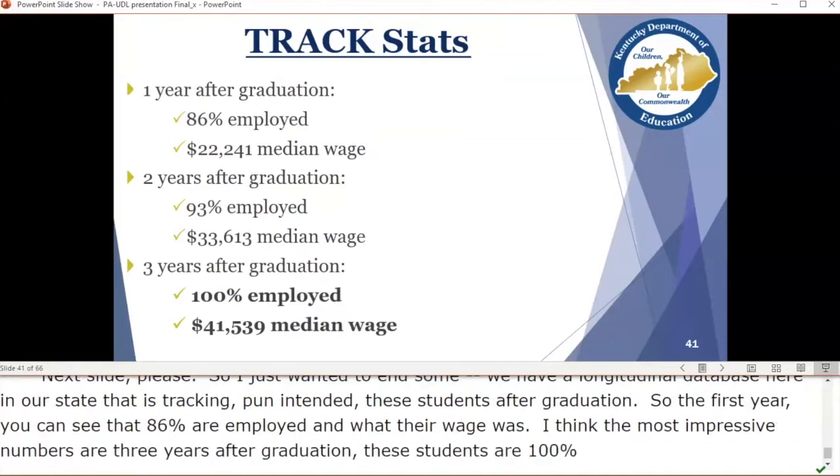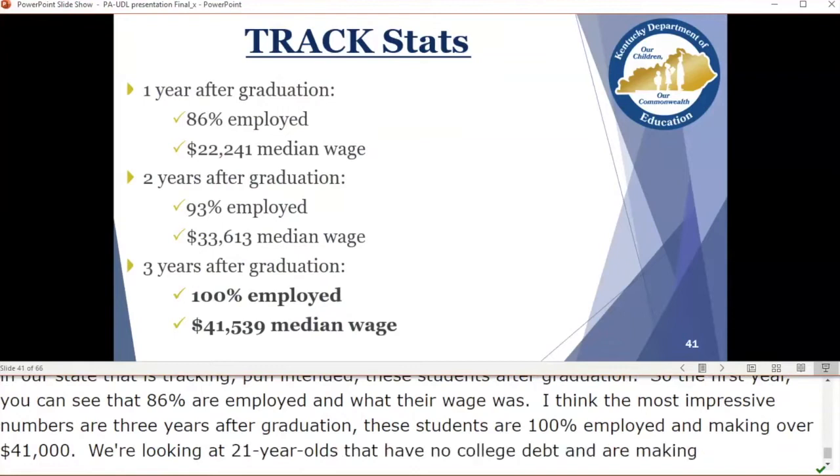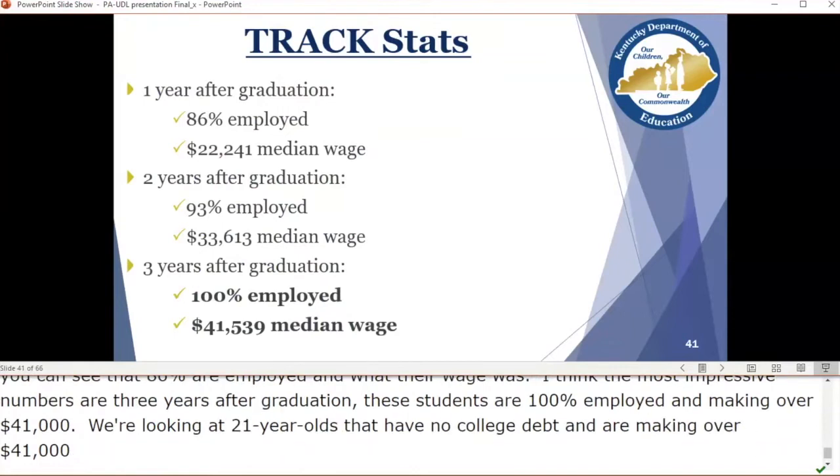So we're looking at 21-year-olds that have no college debt and are making over $41,000, tax-paying members of their community. So I really appreciate the time to be with you today. And I think I turn it back over to Caleb.